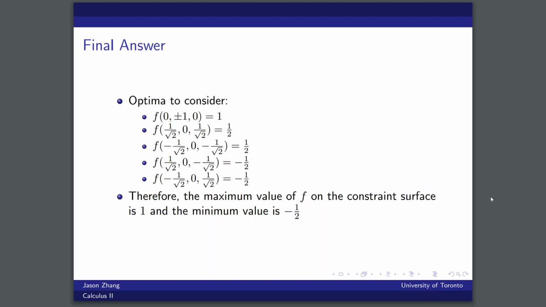We have 1, 1/2, and minus 1/2. So therefore, we can conclude that the maximum value of f on the constraint surface is 1, and that the minimum value is minus 1/2.